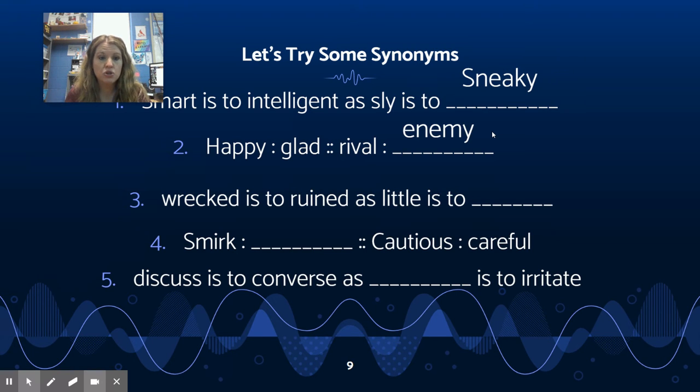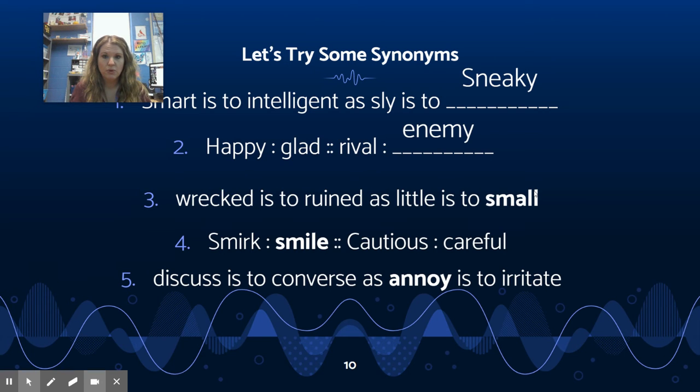Now, I do want to point out something. In number 4 here, the pattern is a little different, and that's okay. You are still going to focus on your given pair of words to figure out the relationship. So it doesn't matter where the blank is. The blank goes with smirk. So you're going to look at cautious and careful first and see what the relationship is, and then fill in the blank. Go ahead, answer the questions, and then we'll see how you did.